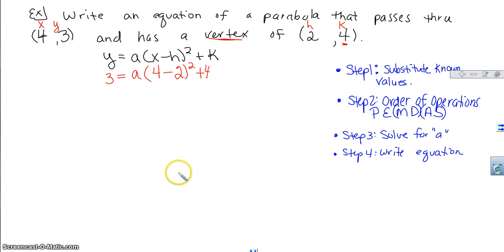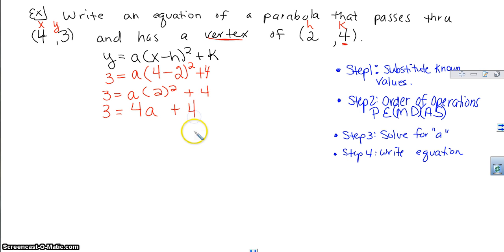Step 2 is to perform order of operations because we want to figure out what a is. So we would have 3 equals a. Do my parentheses first. Please excuse my dear Aunt Sally. So 2 squared is 4. So 4a plus 4. Subtract 4 from both sides. We're trying to get a all by itself. And divide by 4. So this tells us that a is -1/4, so it's going to be a frowny face because it's negative, so it's a reflection over the x-axis. 1/4 means it's going to be a wider parabola.